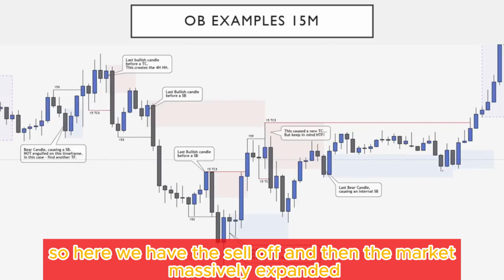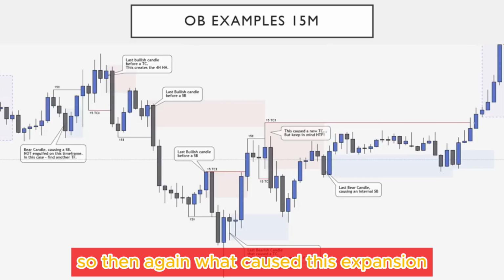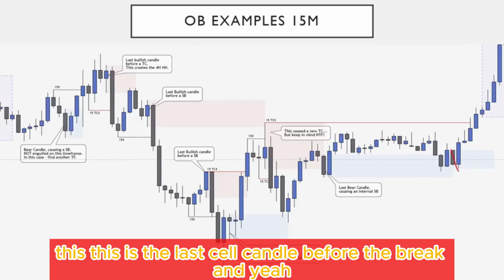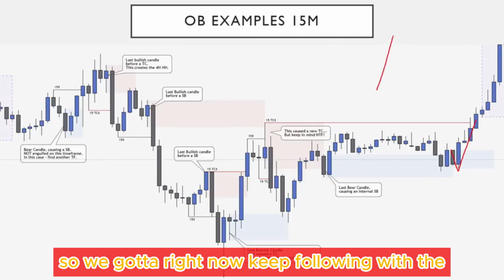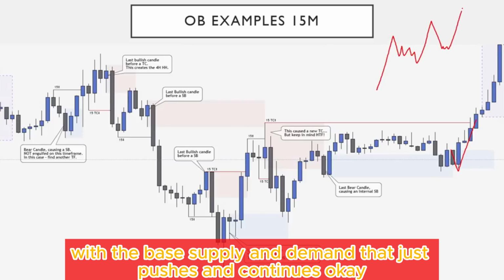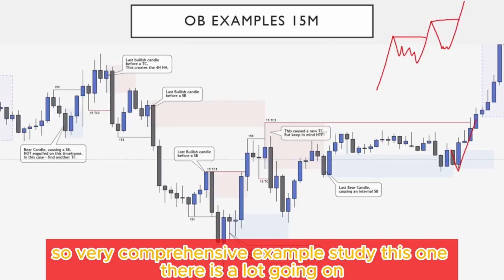Here we have this sell-off and then the market massively expanded. What caused this expansion? This is the last sell candle before the break, and I see it massively pushing up. So probably it's not going to return. Right now we keep following the base supply and demand. It just pushes and continues. So, a very comprehensive example. Study this one. There is a lot going on.